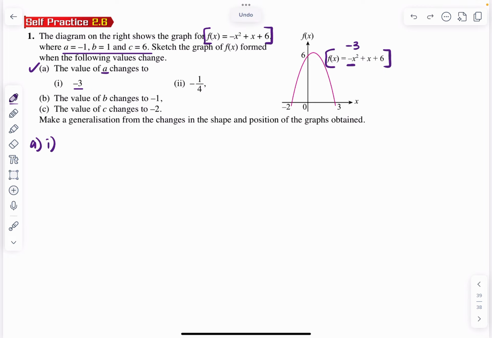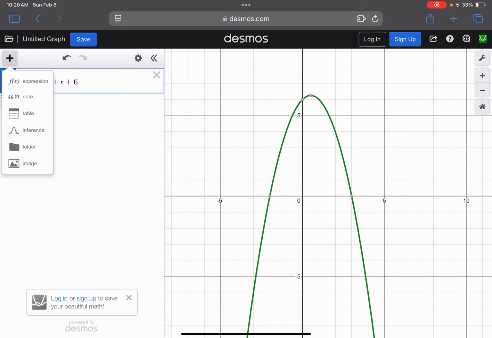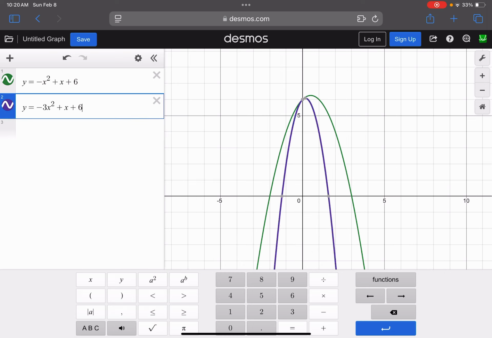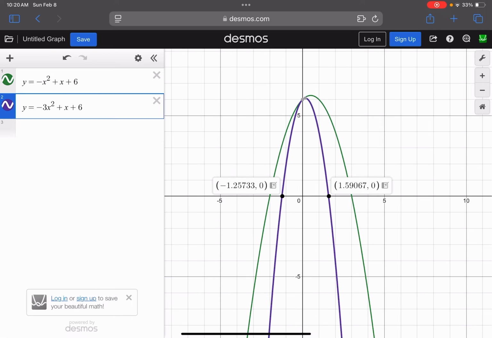Okay, now let's change the a to -3. We draw another one: y equals -3x² plus x plus 6. Okay, so now our new graph has become thinner, where the roots have changed, but the y-intercept still remains the same. Okay, so let's sketch this.